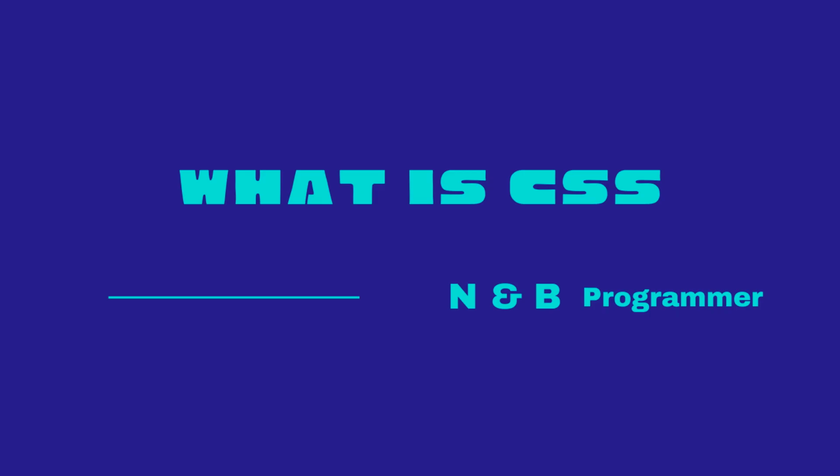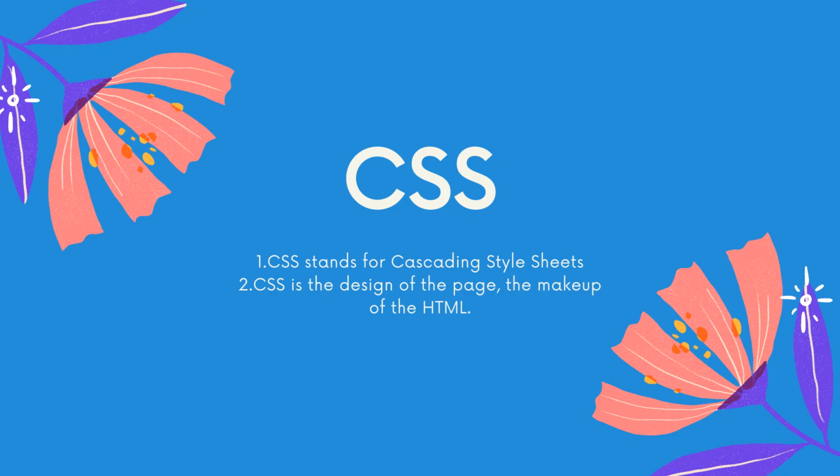So, what is CSS? CSS stands for Cascading Style Sheets, and CSS is the design of the page, the makeup of the HTML. If you have watched the videos on my channel, in my first playlist, which is called What is Programming, the second video there is called Which Language. In that video, I spoke a bit about CSS, and in there I explained this makeup thing. So I gave an example. So what do I mean when I say CSS is the design of the page, the makeup of the HTML?